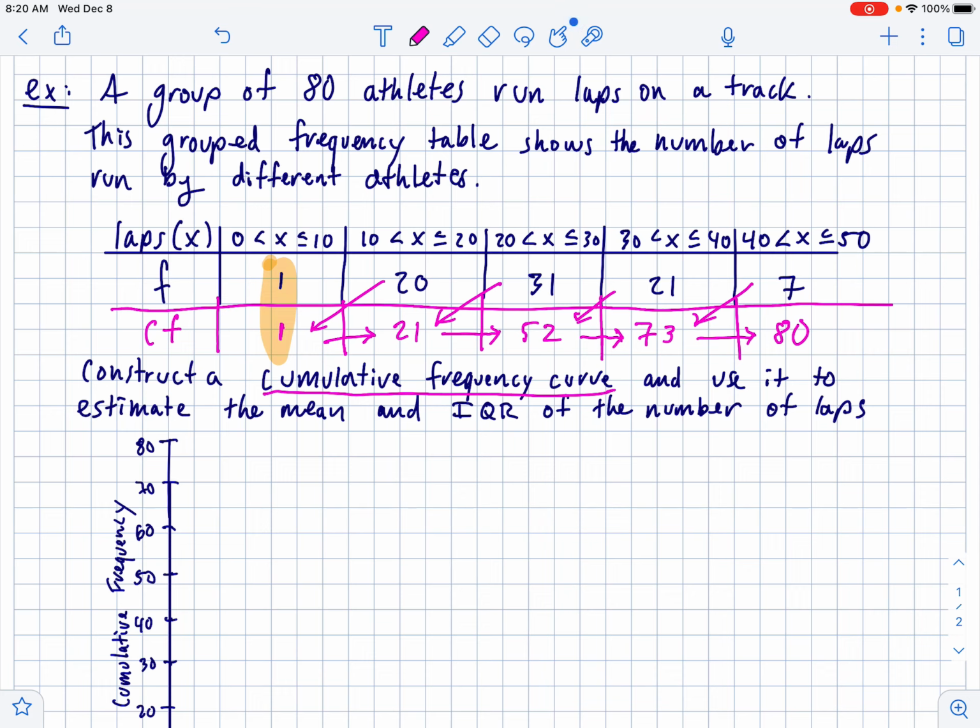80. Now that number 80 should sound familiar because it said there were 80 athletes in the problem. So this number right here should always be your total frequency, which is how many data points you have in the problem. Another way to say that is sigma f. It's all the frequencies added together. I don't like where I put that. I'll put it over here in parentheses. Sigma f is the same thing.